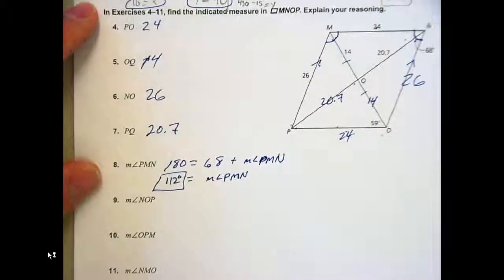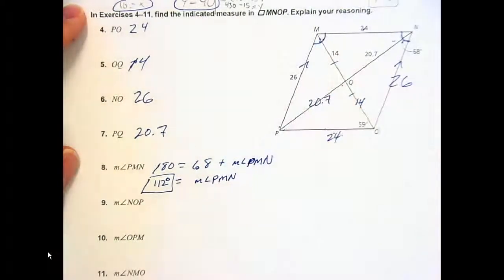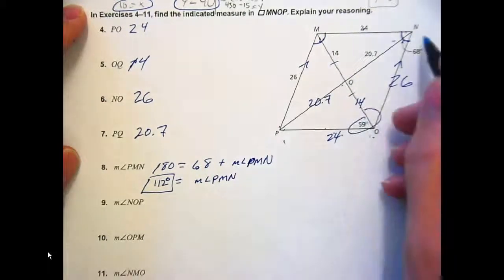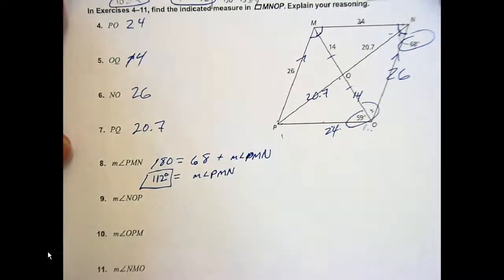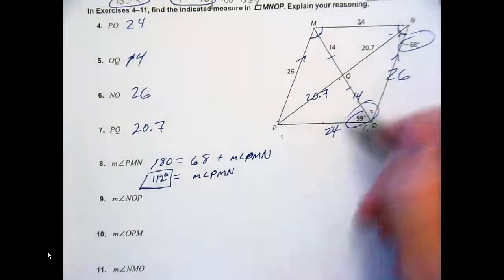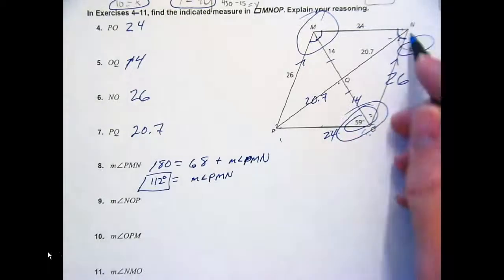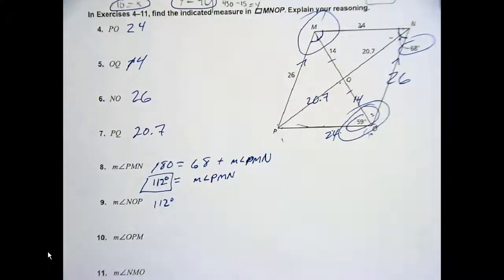Yeah, 112 for sure. Good. These two have to add up to 180. So NOP, these two have to add up to 180. So what's this one have to be? Tell your neighbor what you got there. The other way you could look at it, what do we know about this angle and this angle? They're congruent. So what's it have to be? 112. So NOP, the whole thing has to be 112 as well. You can use the opposite angles theorem for parallelograms.